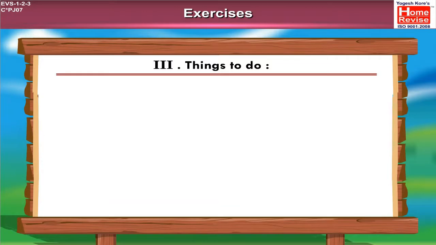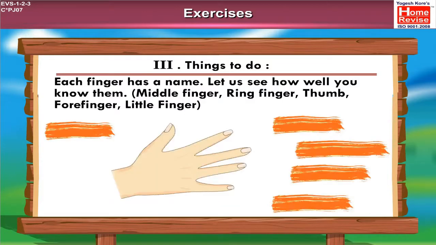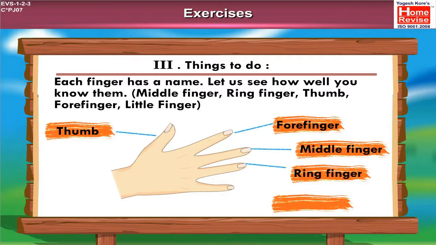Third, things to do. Each finger has a name. Let us see how well you know them. Middle finger, ring finger, thumb, forefinger, little finger. Thumb, forefinger, middle finger, ring finger, little finger. Very good. You know all of them.